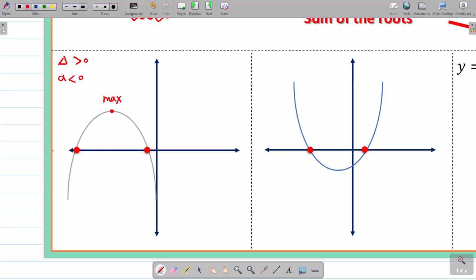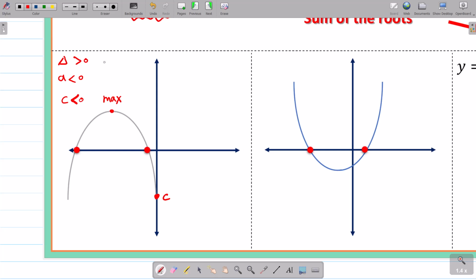Okay. What do we know? We have a C here. We know that the y-intercept is always representing C. So C is again negative because it is below the axis of X.